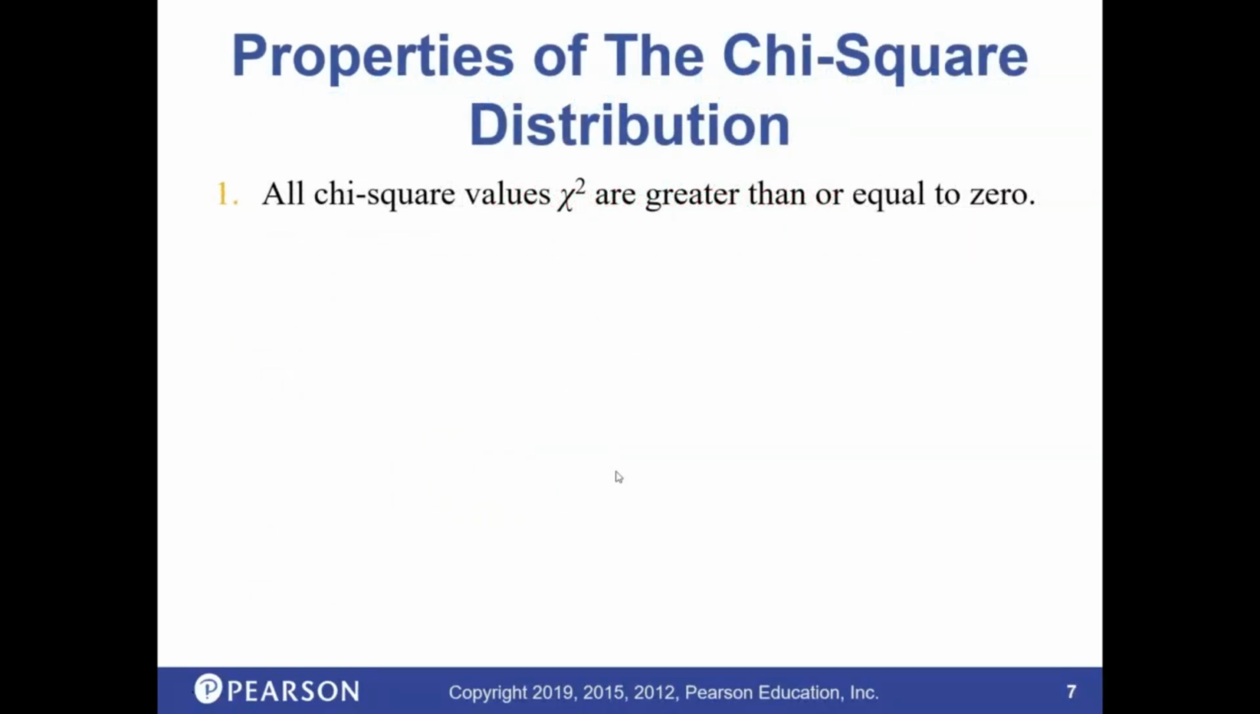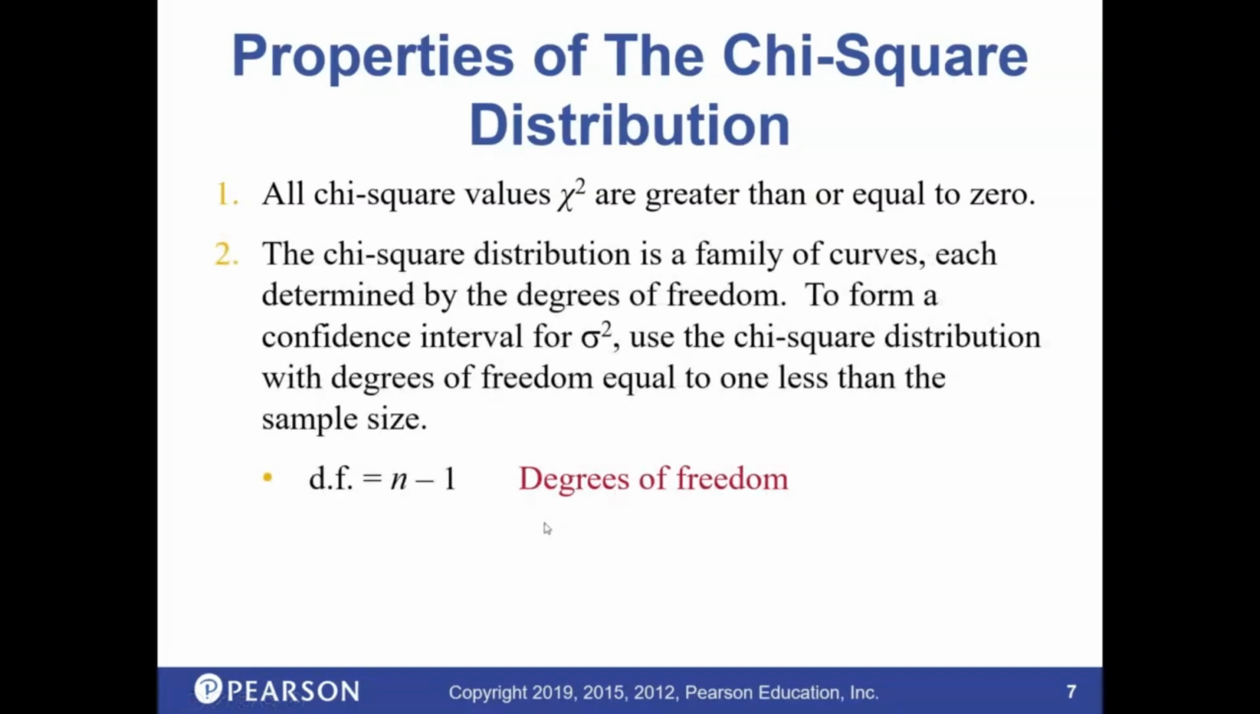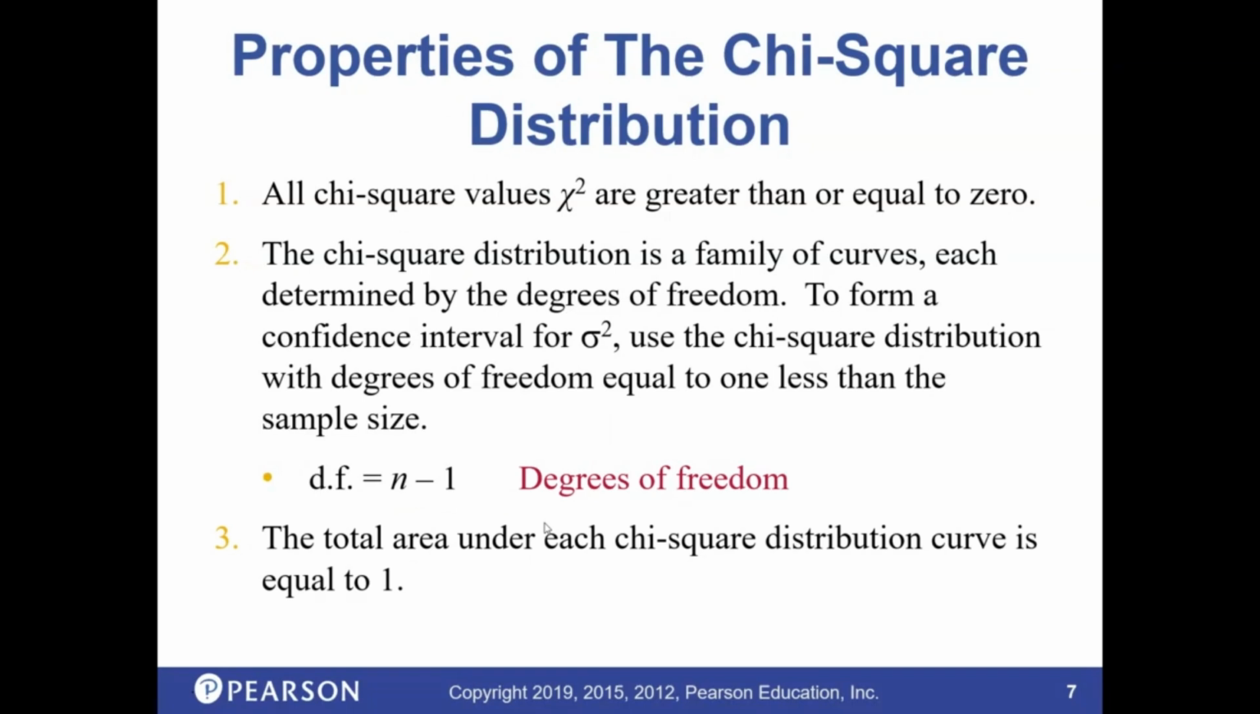Okay, so here are some properties of the chi-squared distribution. All chi-squared values are greater than or equal to 0. The chi-squared distribution is a family of curves, each determined by the degrees of freedom. To form a confidence interval, we're going to use the chi-squared distribution with degrees of freedom equal to 1 less than the sample size. So just like we saw last week, our DF is going to be n minus 1. And then the total area under each chi-squared distribution curve is equal to 1.